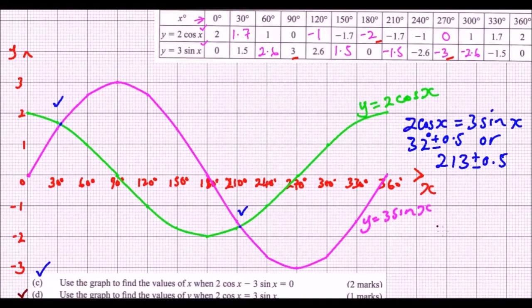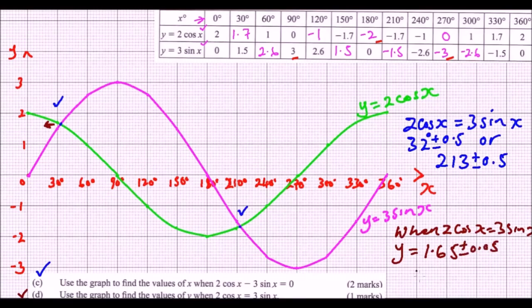When you check here, we can see when 2 cos x is equal to 3 sin x, then y equals this value. It is around 1.65. You can say plus or minus 0.05, or the other point, we read this value here. It is 1.5 plus or minus 0.5. These are the values of y when the terms are equal. And that brings us to the end of that question.